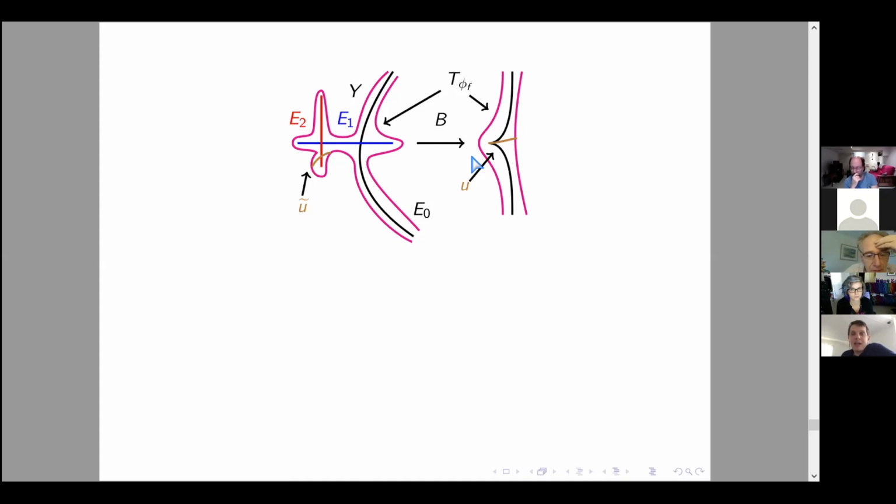But I have this feeling. At the moment, the only way I know how to do it is choosing a resolution and carefully constructing my contact form using this resolution, and then comparing it with the filtration on the arc space. This is the only way I know how to put filtrations on the arc space, using a resolution.